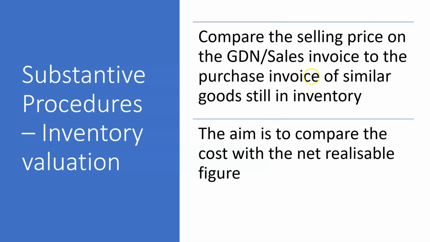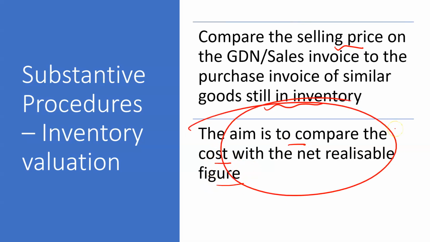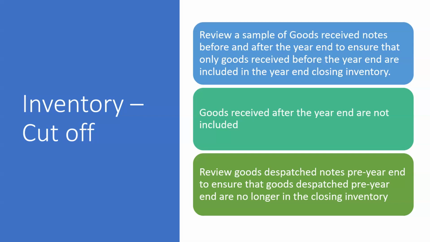Then, of course, what you are doing is literally comparing the selling price of a product to its cost in the inventory. This is your main aim. You need to arrive at this point where you are comparing the cost with the net realizable value.